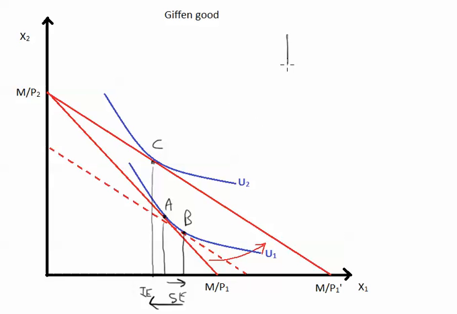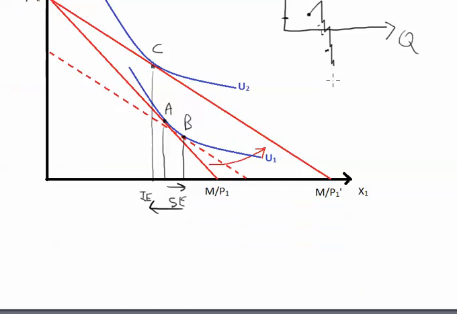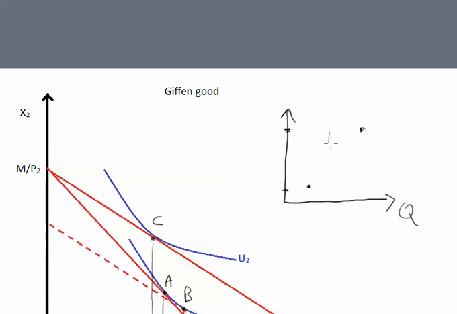So if we were to draw the demand curve for this good over this range of prices, we'll find that it's upward sloping. So at the original price level, where the price is higher, the quantity demanded is higher, and at the new price level, which is lower, the quantity demanded is lower. So if we draw the demand curve for X1, it looks like this. That should be P1.